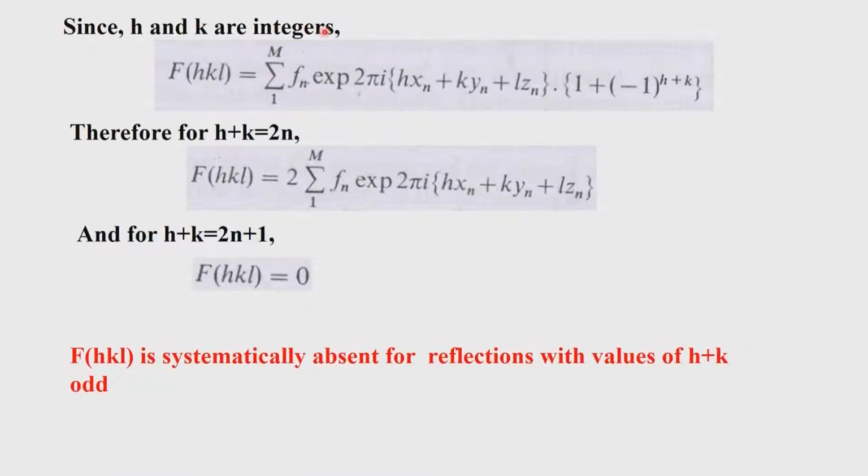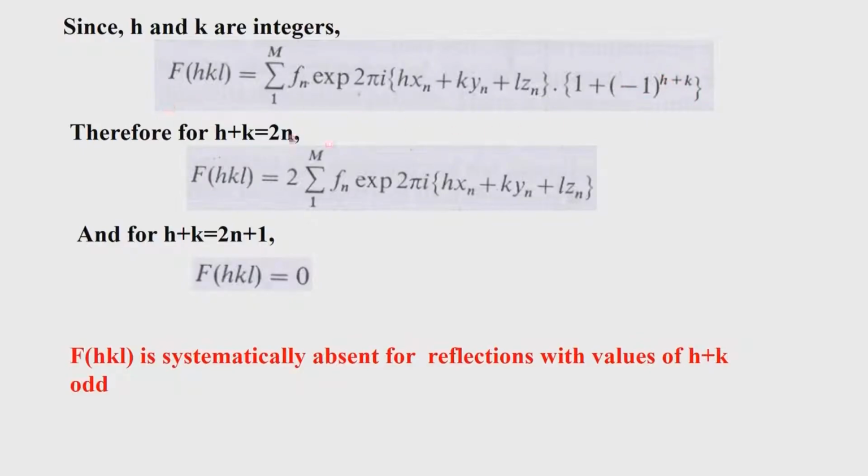How they get restricted by this condition is shown here. Since h and k are integers, F of hkl is equal to sum 1 to m of f n exponential 2 pi i (hx plus ky plus lz) times 1 plus minus 1 to the power of h plus k. So now the value that comes up for an HKL reflection depends upon whether this value minus 1 to the power of h plus k is evaluated the way it has to be. So we substitute different values of h and k.